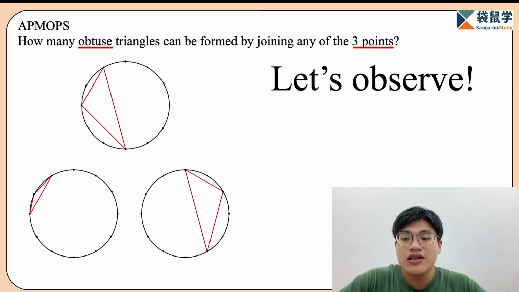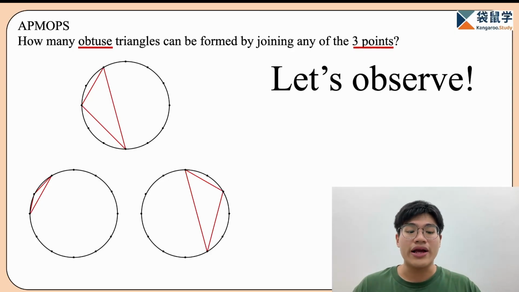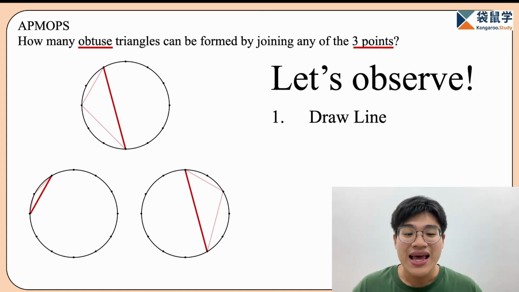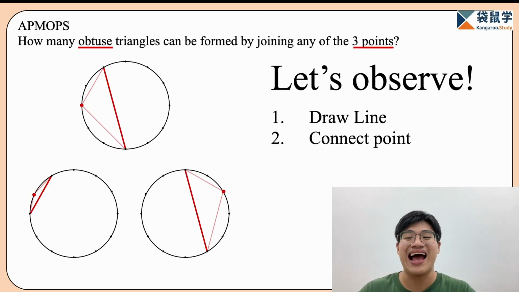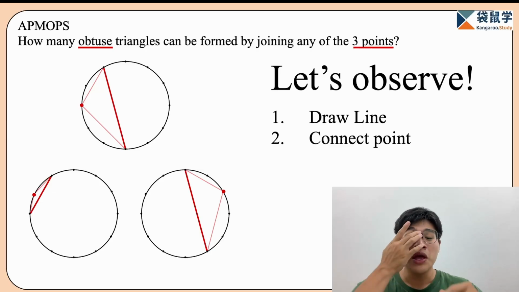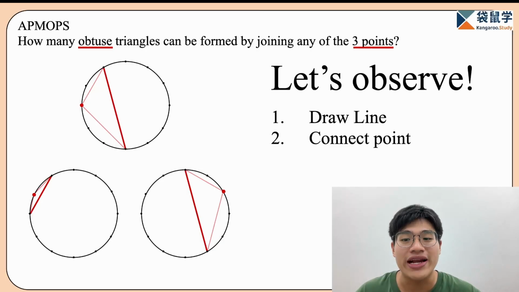We don't even know. So let's try to find a pattern here. Let's observe these 3 triangles. With these 3 triangles, we are drawing the triangle actually by drawing a line first. And after we draw a line, what do we do next? We connect points to form a triangle. Now I want to know, where should I connect the point at which part of the circle?